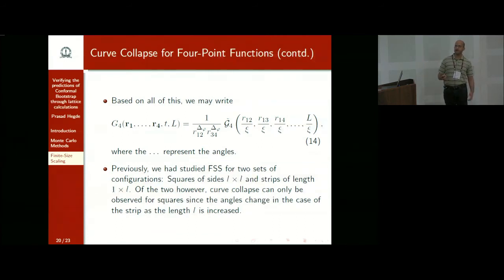Previously, we had studied a finite size scaling for 2 sets of configurations. We found that it seemed to work for squares, but it broke down for strips. We didn't understand this at first. Then we realized that when a strip has length 1 by L, the angles change as the length of the strip is increased. So that is why the data weren't collapsing on each other. But if I have a square of side L by L, all angles are 90 or 45.